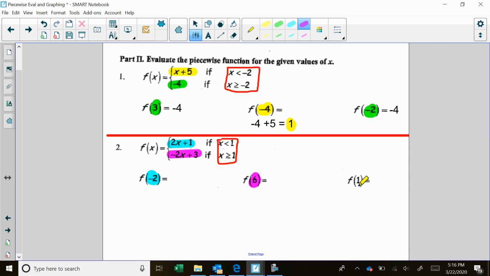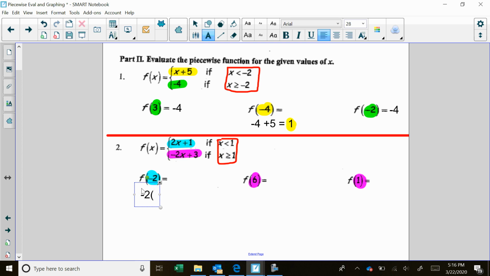All right, 1. Is 1 less than 1? No, it is not. Is 1 greater or equal to 1? Yes, it is. So it also goes into the purple function. So now we know where to put them. Let's plug them in and chug and get some answers. All right, so -2 goes into the blue function. So 2 parentheses, -2 goes inside the parentheses, plus 1. So that is -4 plus 1. It's going to be -3 as an answer.